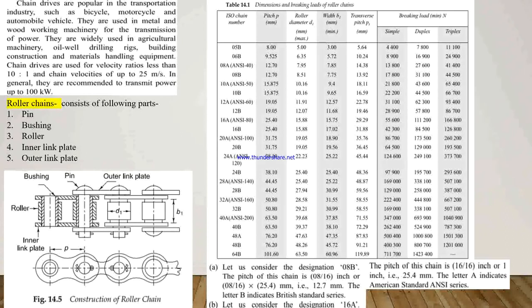Here the pitch of the chain, if we consider 16A, is 16 divided by 16 inch, that means 1 inch, and multiplied by 25.4 to convert to mm, the pitch P is 25.40 mm. The letter A indicates the American Standard in the ANSI series.